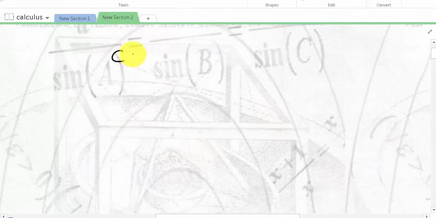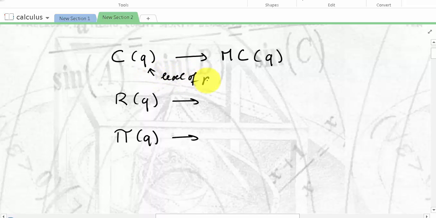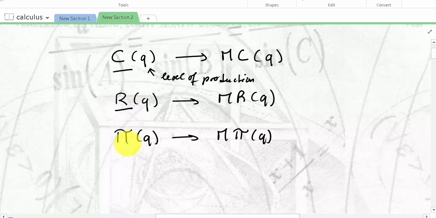So the cost function, you remember, is denoted with a capital C, the revenue function with a capital R, and the profit function with a pi. Let's assume the variable is the number of items produced, Q. And from these functions, we define the marginal cost, MC, at the level of production Q. Remember, Q is also called the level of production. We define the marginal revenue, and we define the marginal profit with C, R, and pi.